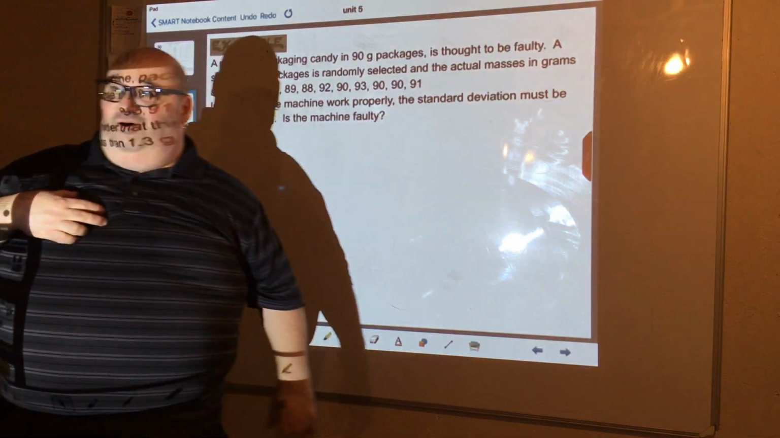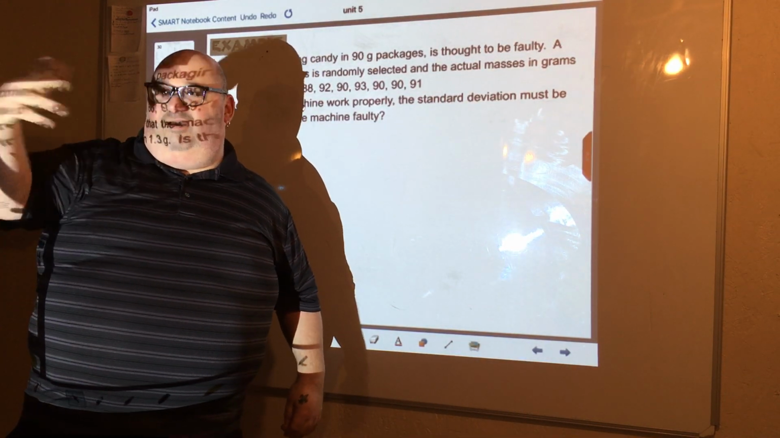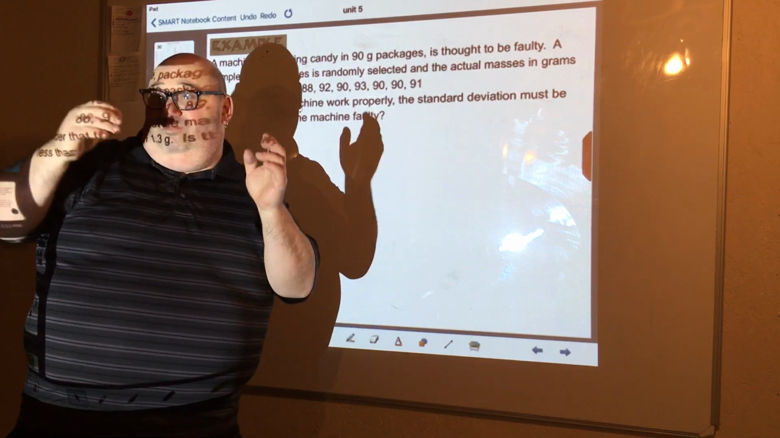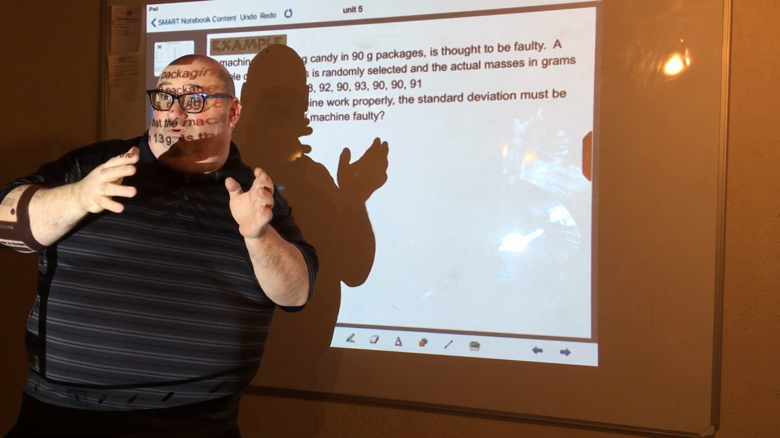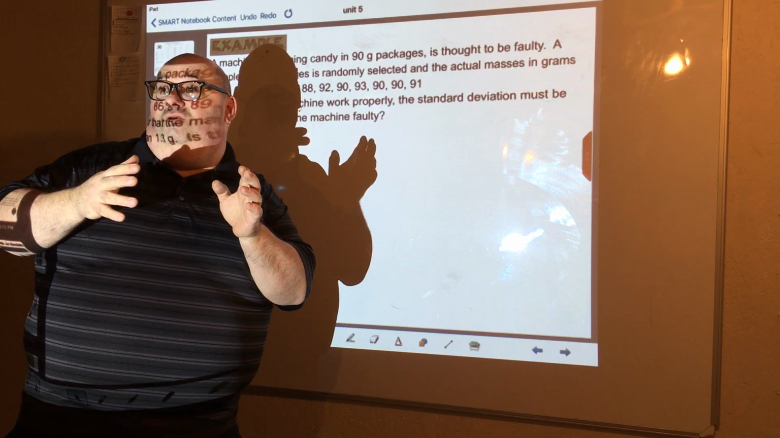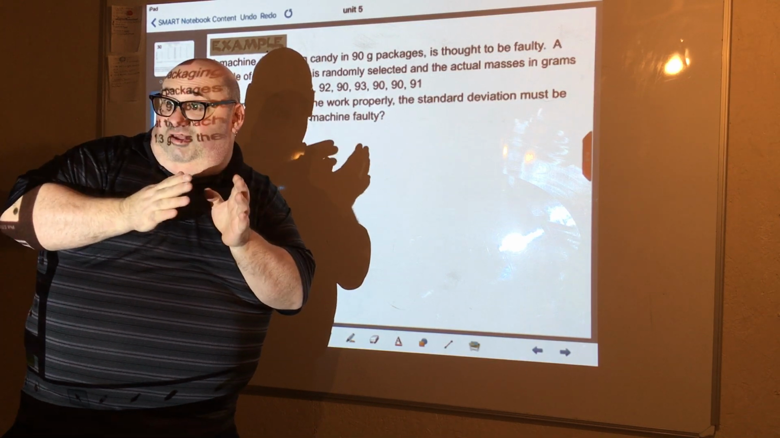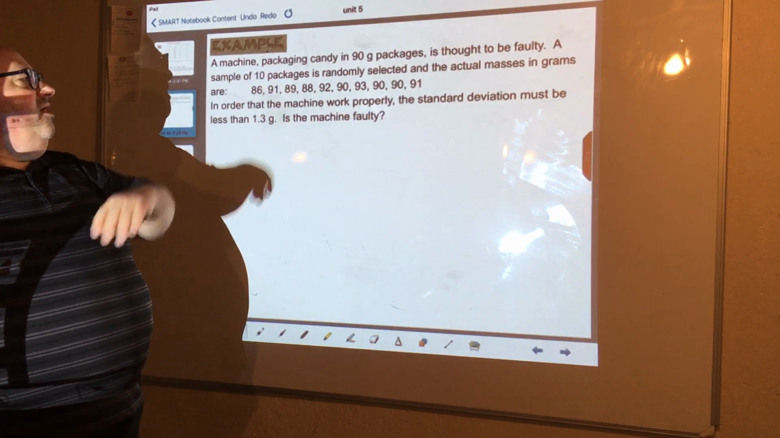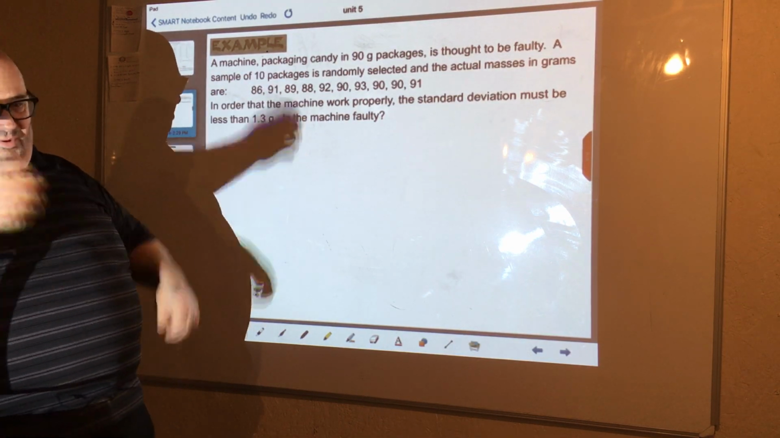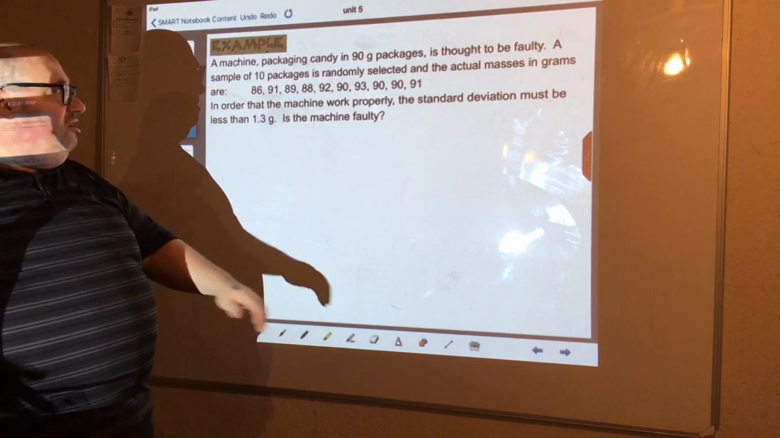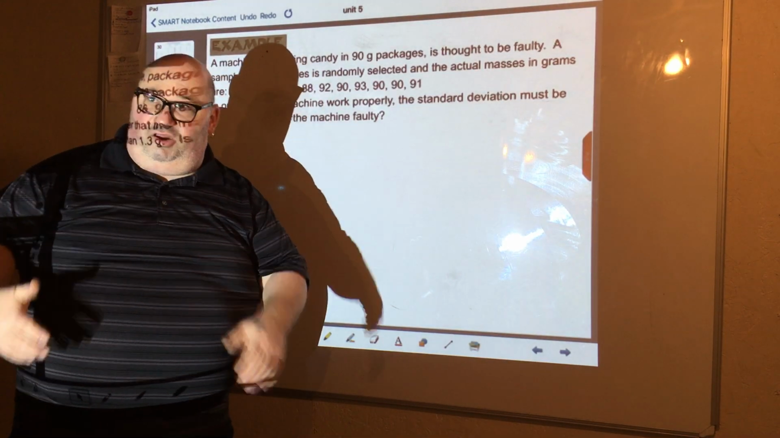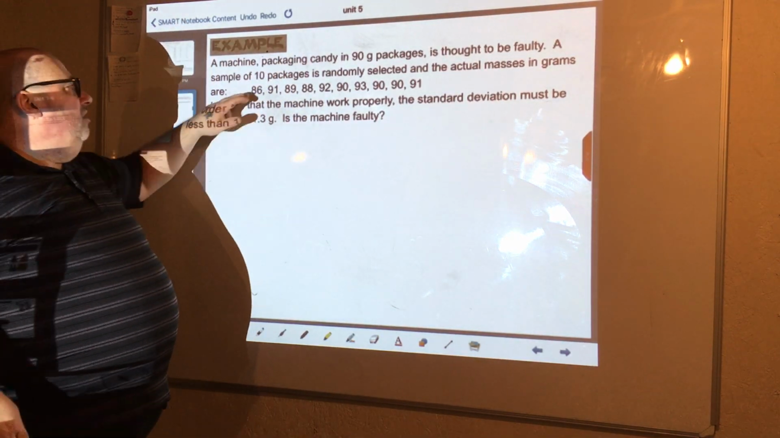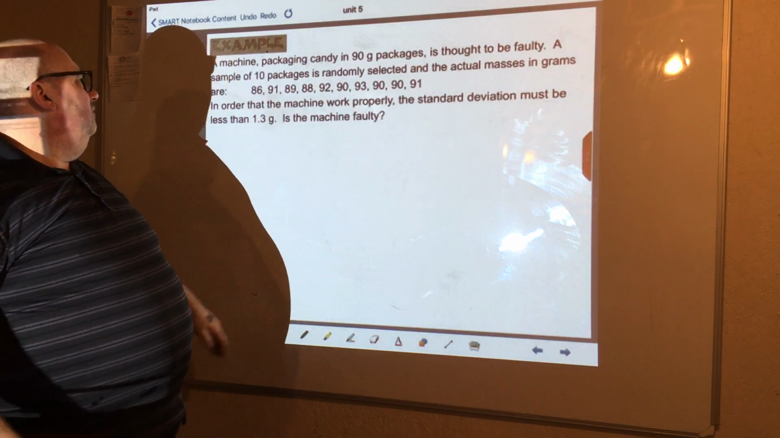Well, I want to know that the $3 that I spent on whatever that candy was, did I get really my 90 grams worth of candy in there? Or as close to 90 grams as I can, right? A sample of 10 packages is randomly selected. So they pull out 10 packages from the machine to test how good is this machine, right? 86, 91, here's the numbers.